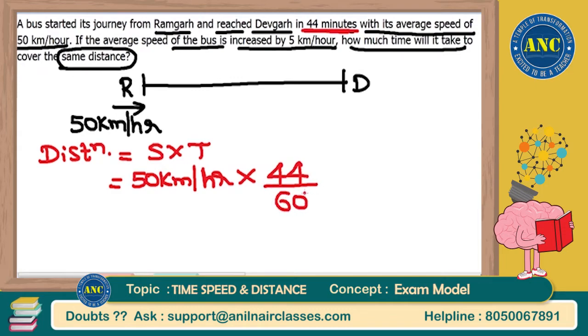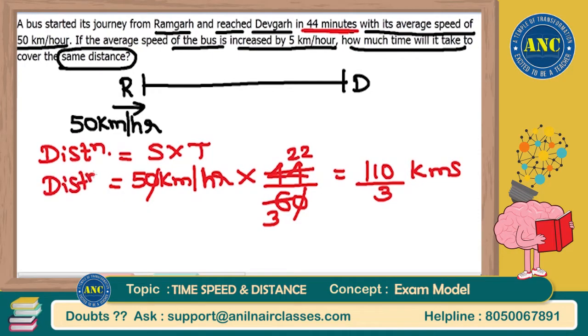If I simplify further, this is 2 into 22 over 3, and 5 into 22 is 110. 110 by 3 kilometers. That means I am assuming the distance as 110 by 3 kilometers. In fact, it is not an assumption in this question. It is actually true because we have taken the original values mentioned in the question. So total distance is 110 by 3 kilometers.